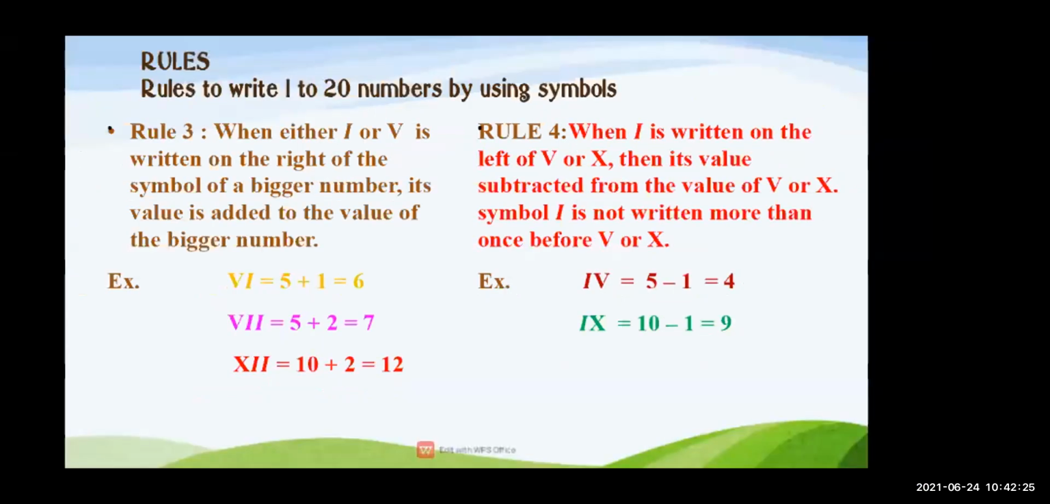Now we will move to the next rule. The next rule is rule number 3. Now, what is rule number 3? When either I or V is written on the right side. Now, right side, everyone raise your right hand.